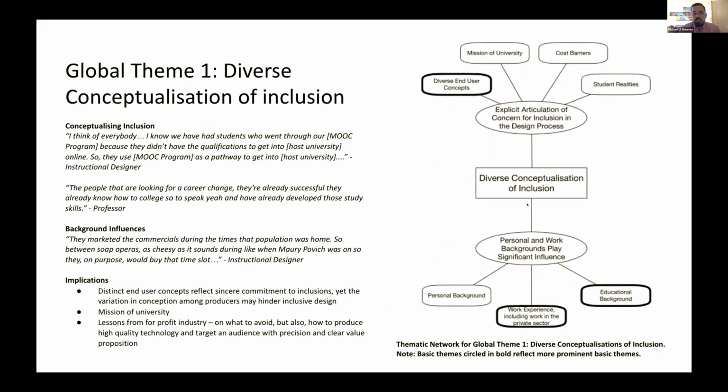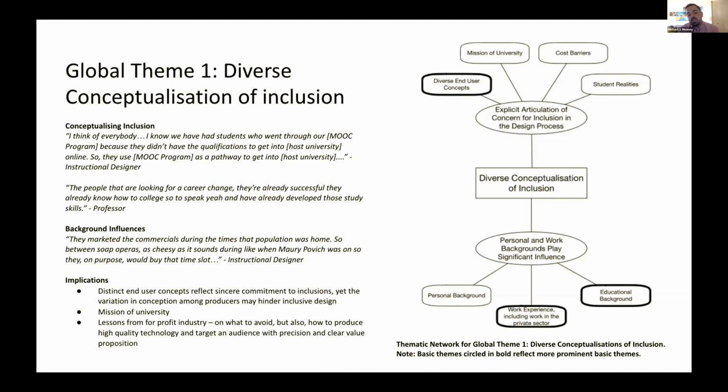So the first theme that I want to share that I observed was that among the producers I interviewed, there was this sincere commitment to inclusion, and very distinct conceptualizations of what inclusion meant to them. So as just 2 examples, I'll share. One of the instructional designers said, I think of everybody. I know that we have had students who went through our MOOC program because they didn't have the qualifications to get into the host university. So they used the MOOC program as a pathway to get into that university.